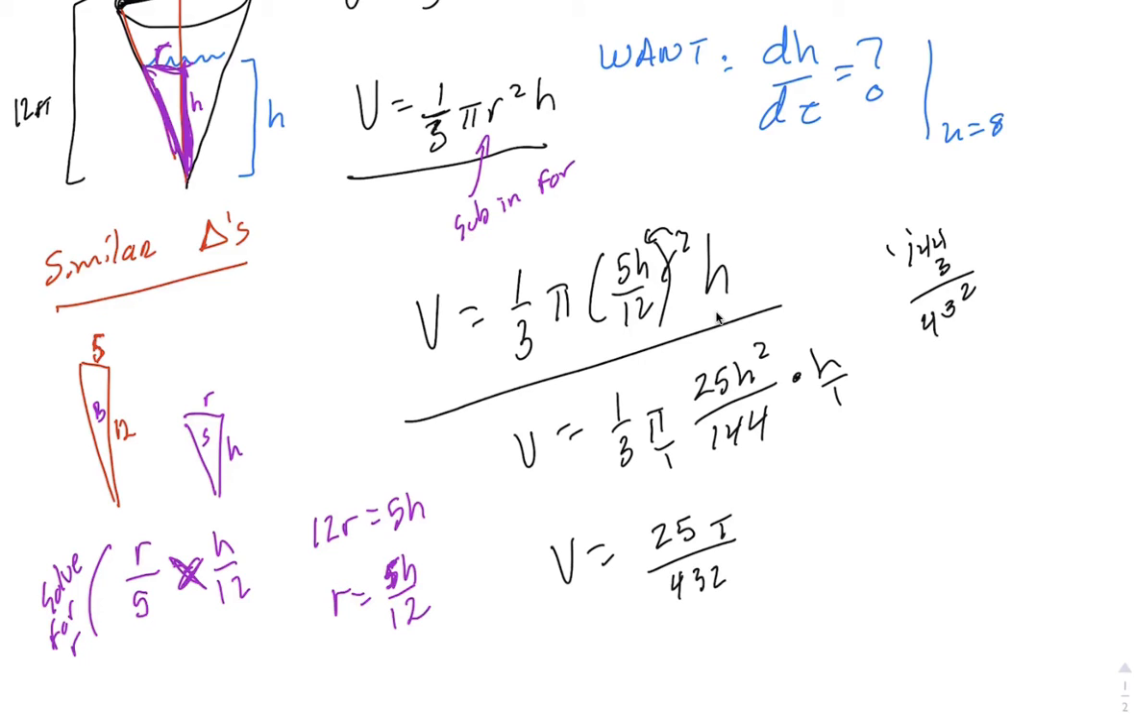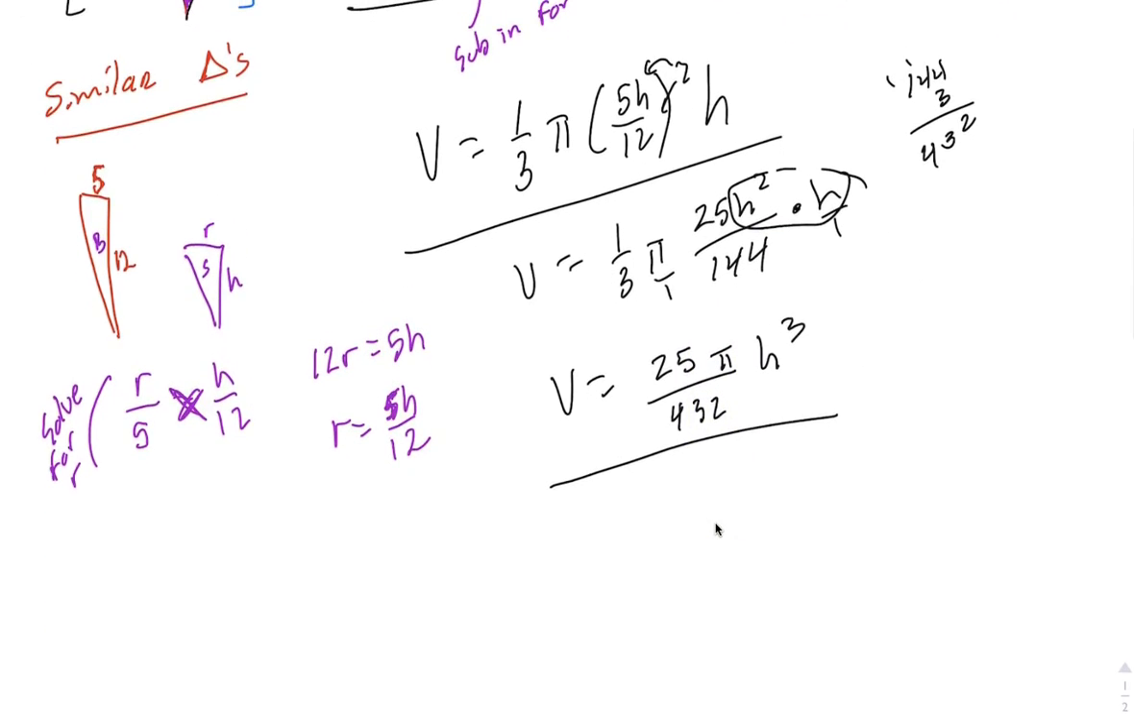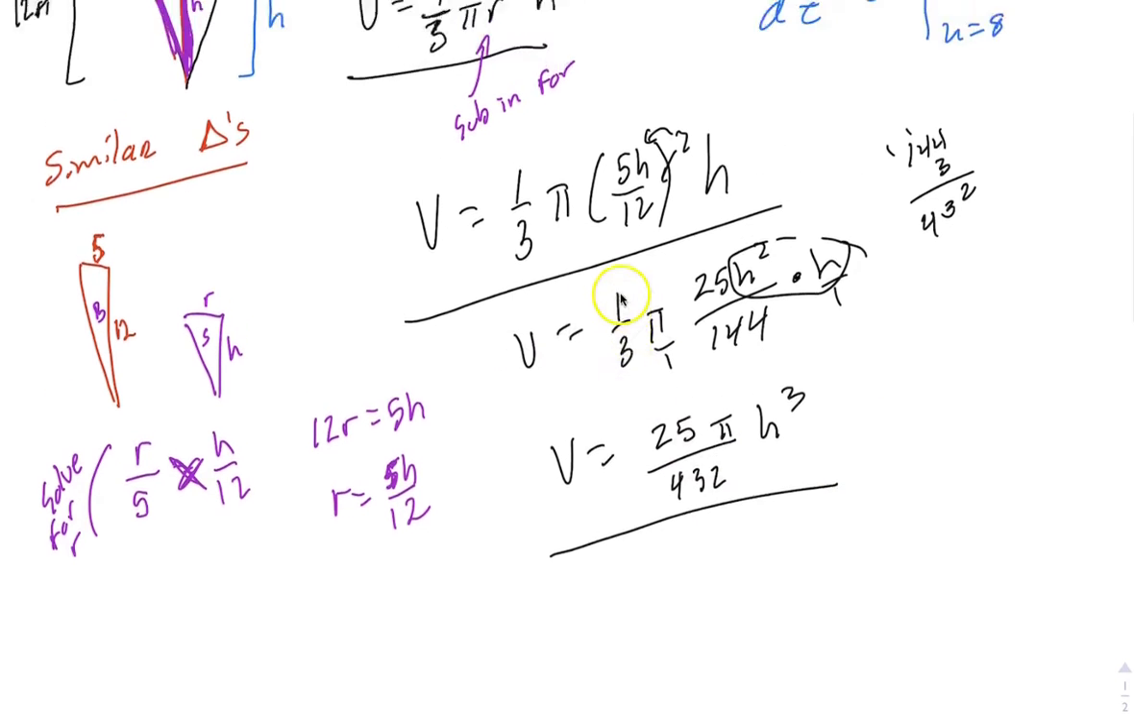Let's add the pi in there also, because remember pi is always on top. Then look at my h's. h squared times h is h cubed. So that's my ugly, ugly volume formula. Right, that part was ugly. The rest is going to be easy. So I simplify my volume formula.